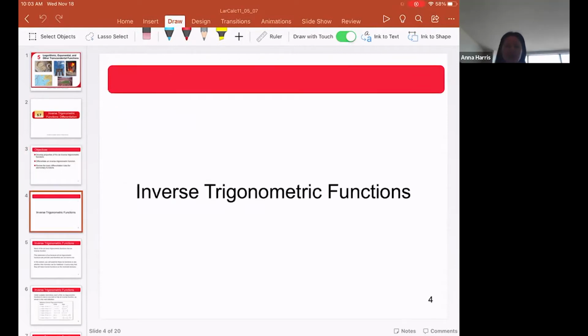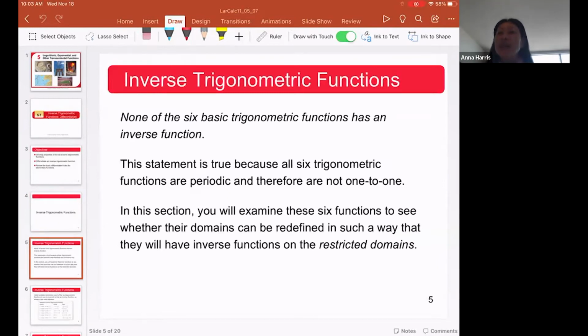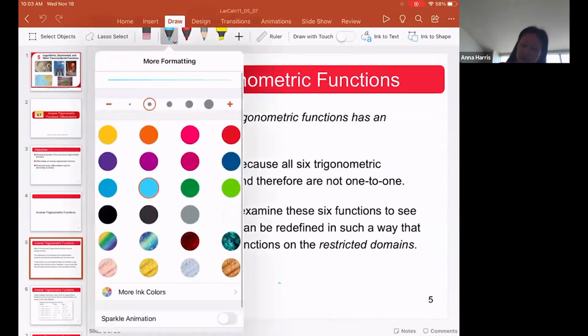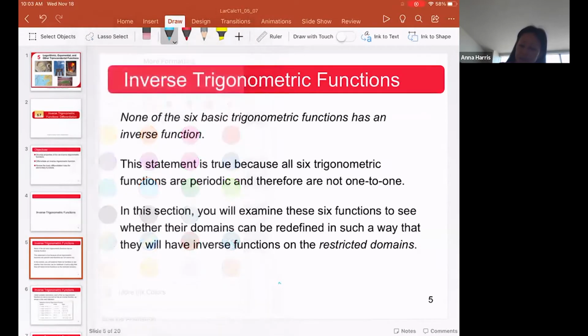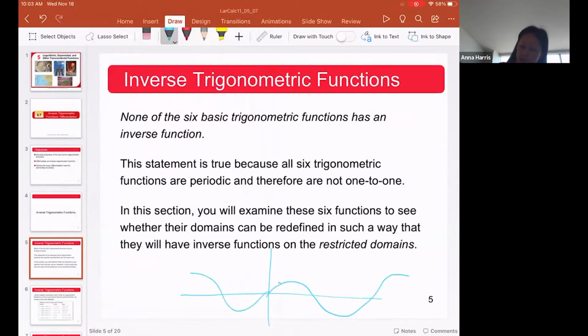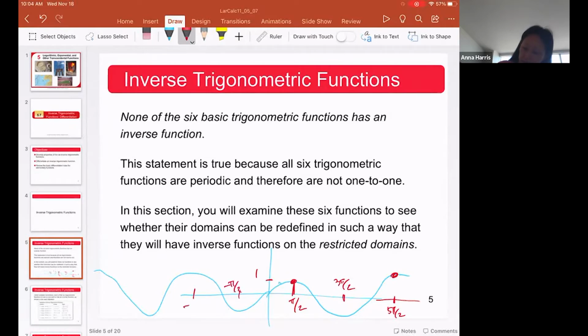So let's look at the inverse trigonometric functions. None of the six basic trigonometric functions has an inverse function. You know that because when you look at the trigonometric function, for example, the sine function looks like this. As you know, it keeps going. So if I want to look at the inverse, for example, right here, pi over 2, that's equal to 1. And right here, 5 pi over 2, and negative 3 pi over 2.